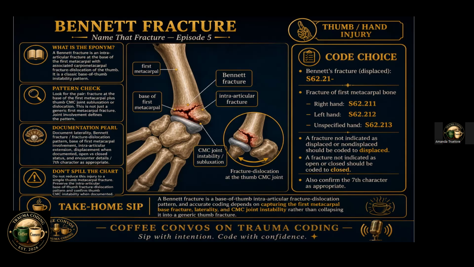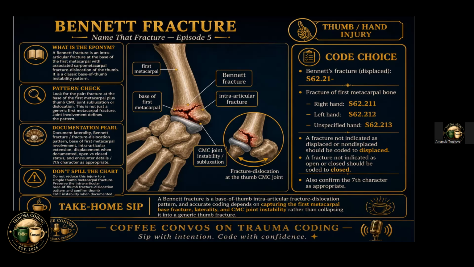But the other documentation pearls, as always, include the provider documentation about laterality, making sure, double checking. They may call it a Bennett, but is it truly the first metacarpal base fracture? Is there actually intra-articular involvement? Is there displacement or not? Is this an open fracture pattern or closed? And then, of course, that subluxation or dislocation of that carpometacarpal joint. So the details matter because the eponym alone does not replace the anatomy. If we make that mistake, we'll end up spilling the chart.